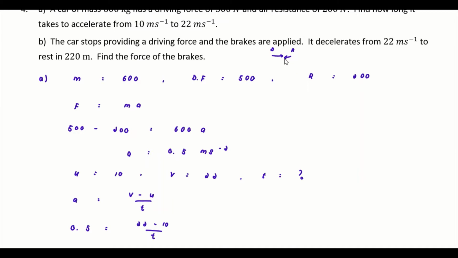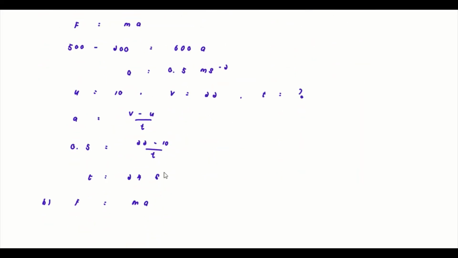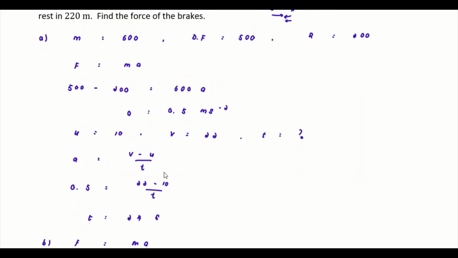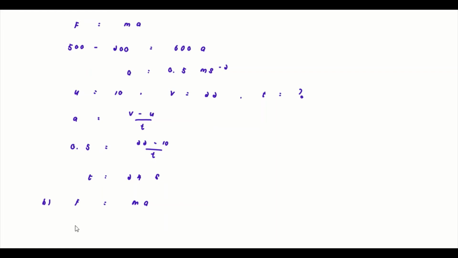Do you think the brake is going to be in the same direction as the driving force, or in the opposite direction? You can imagine that the brake is to stop the driving force, right? So that's why it will be in the opposite direction. So both your air resistance and your brake are negative. What you are doing here is to find the brake. Let's try to do B. So I have negative brake minus the air resistance equal to ma.